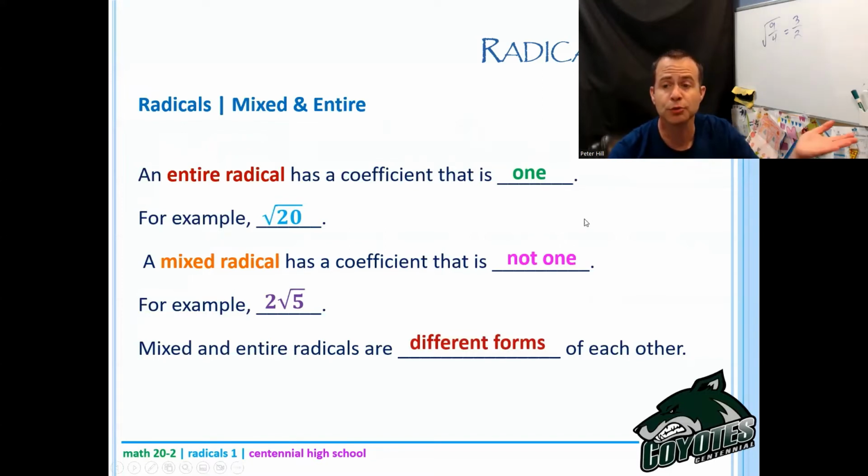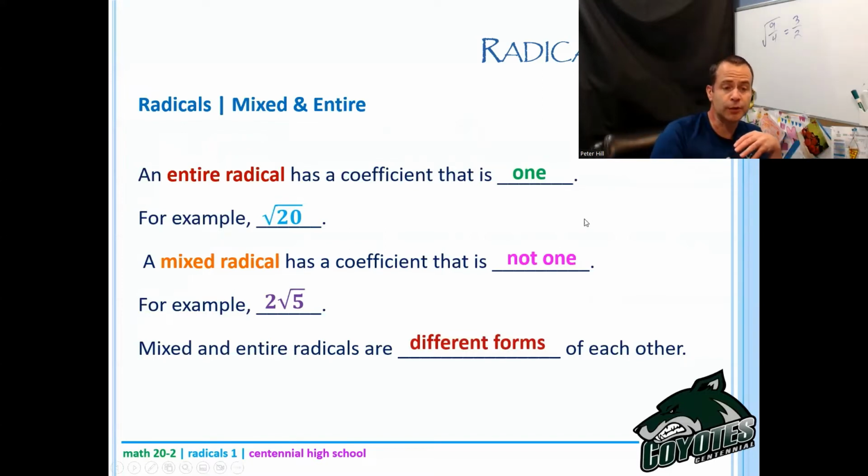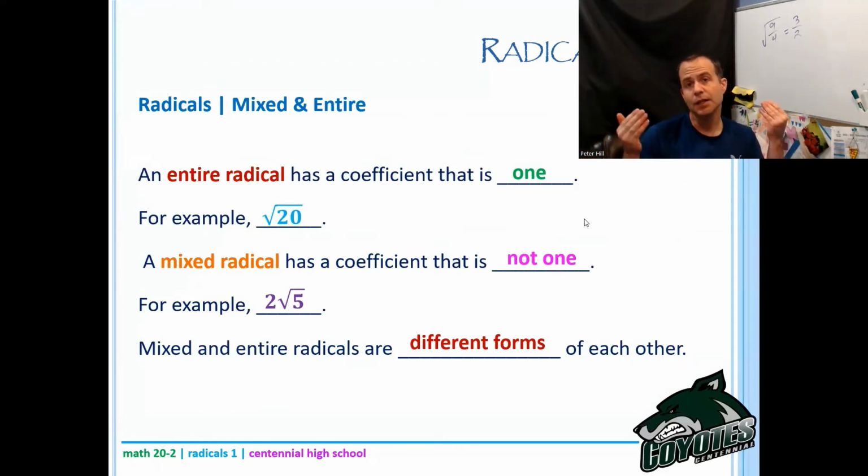Just to show you that, go grab your calculator and go root 20 in your calculator. And then go and do 2 root 5 in your calculator. And you will notice that you're looking at the exact same number. It's the exact same string of decimals. They are the same number, just 2 different forms of each other.